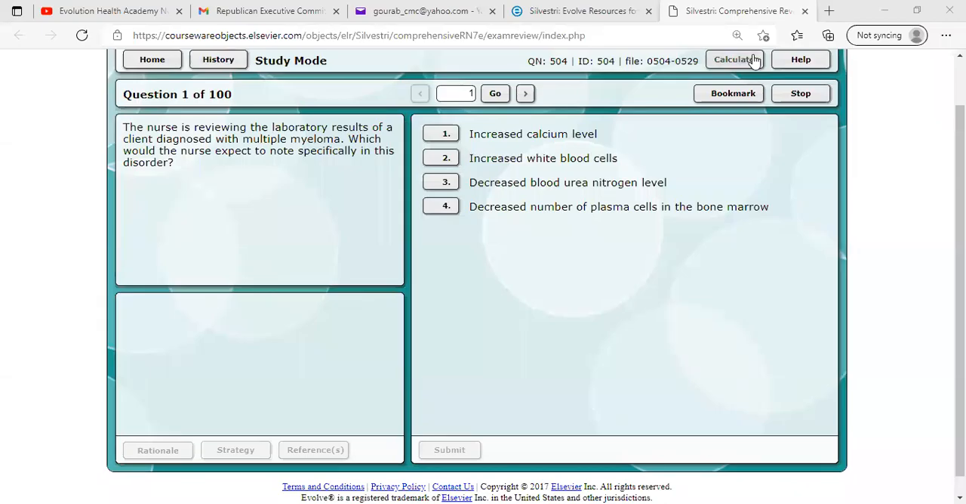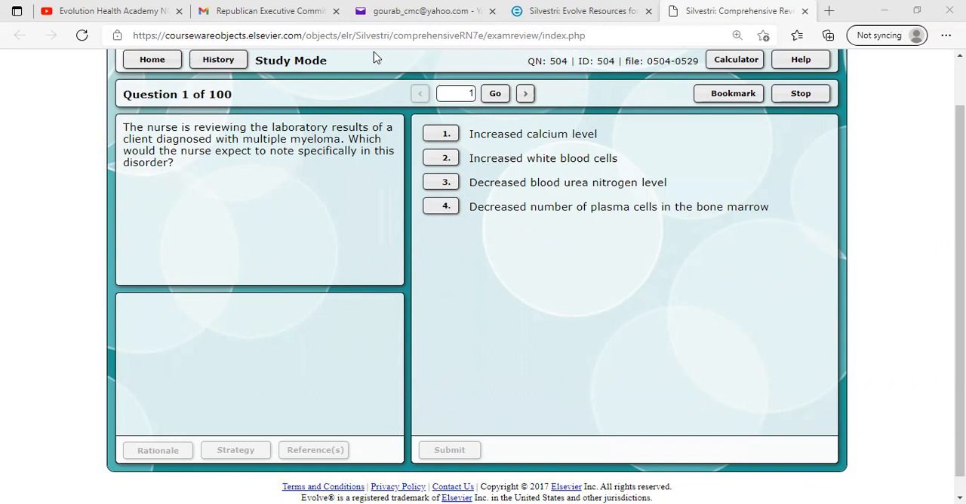Here, a few questions and answers about oncology. The first question: the nurse is reviewing laboratory results of a client diagnosed with multiple myeloma. Which would the nurse expect to find specifically in this disorder?